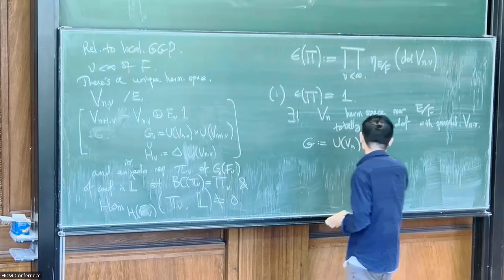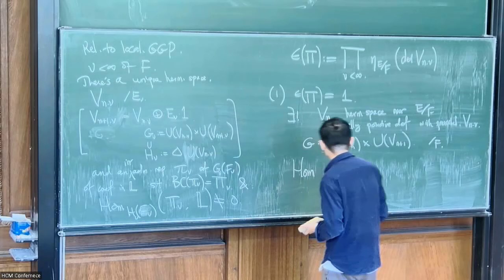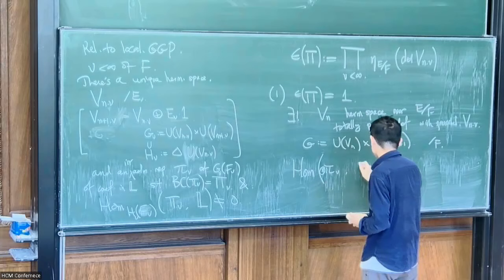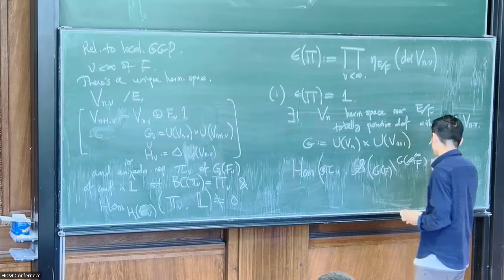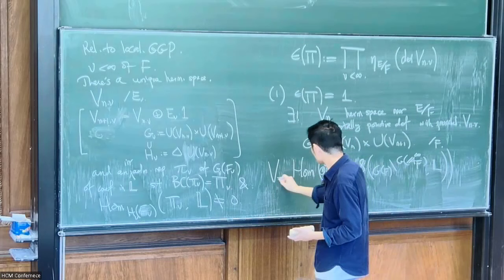Now in this case, you similarly consider G that is U(V_n) × U(V_{n+1}). This is now a reductive group over F. And you consider Hom, where π is the product of the π_v, to the space of locally constant functions on G(F) with values in L. I denote this by V_π.